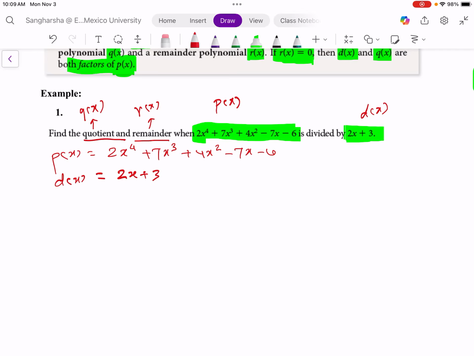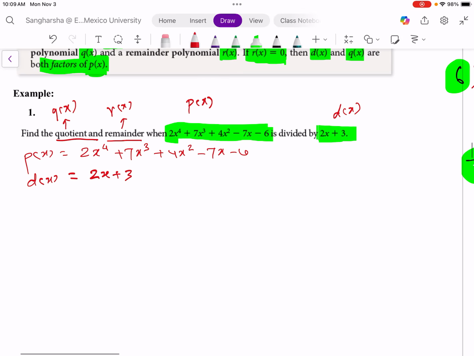And in this example, we will use long division. It doesn't mention any method, but we will use long division. There is another method, synthetic division. On your exam, you will be asked to use long division and synthetic division.